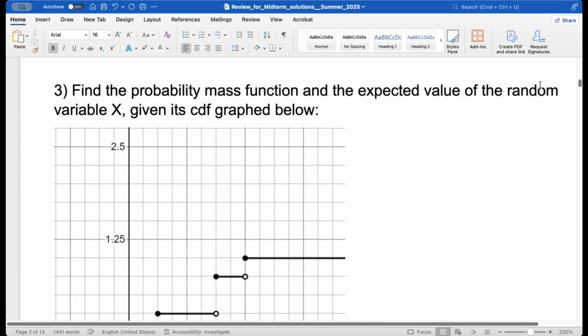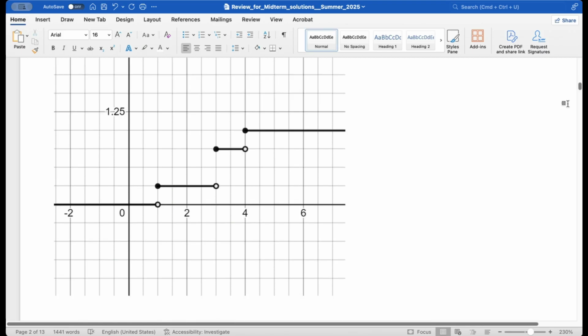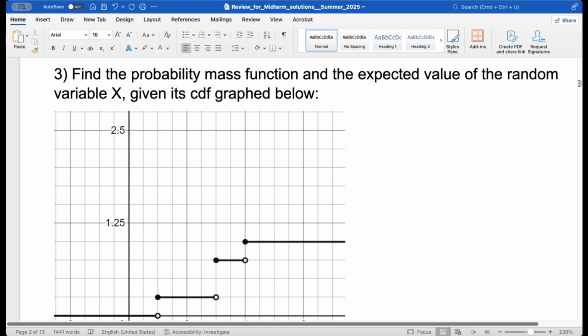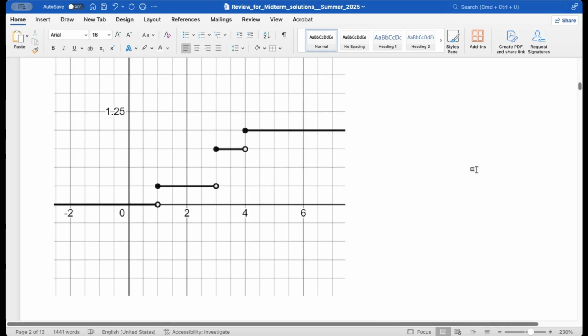All right, number 3. We're given the CDF, the cumulative distribution function, and we're asked to find the PMF, the probability mass function, and then find the expected value. So to go backwards here, we're basically looking at the jumps here. This is a discrete situation. We're looking at these jumps, and those are going to correspond to the non-zero probabilities.